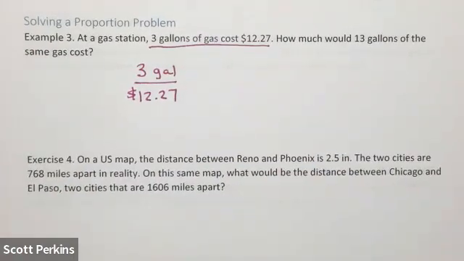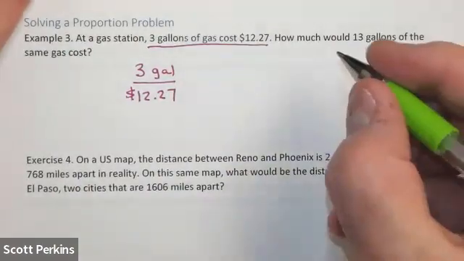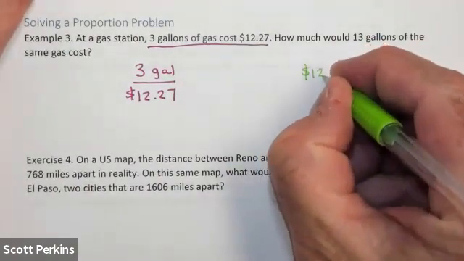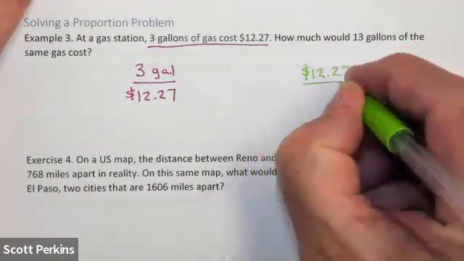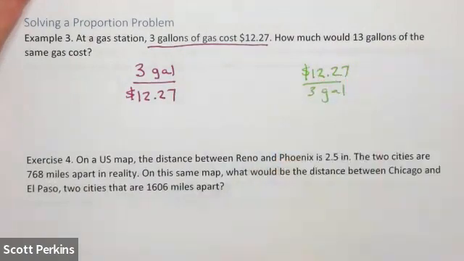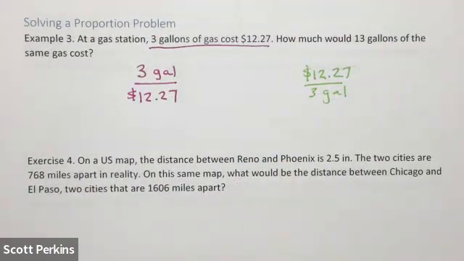Hey, what if I had already been writing down the problem and I flipped that fraction? So maybe you would say, I would have written it 12.27 over 3 gallons. Well, that's wonderful. You just have to remember to do something different on the second fraction. I'll show you that in a minute.